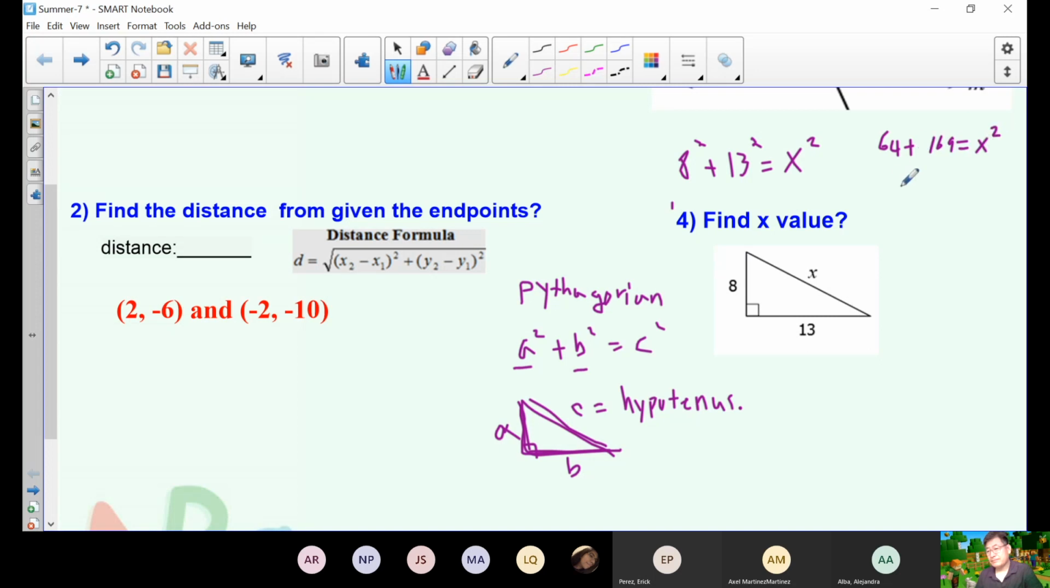So we put together 233. So you put the square root. So the x value is the square root of 233. Okay, that's the answer.